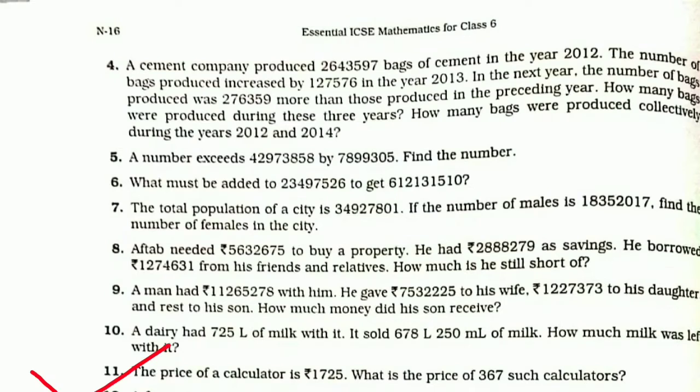Question number 11. The price of calculator is 1725. What is the price of 367 such calculators? So price of one calculator is given and he is asking the price of more calculators. So whenever we have this condition, we always multiply. So before solving this question, let us see these two examples.